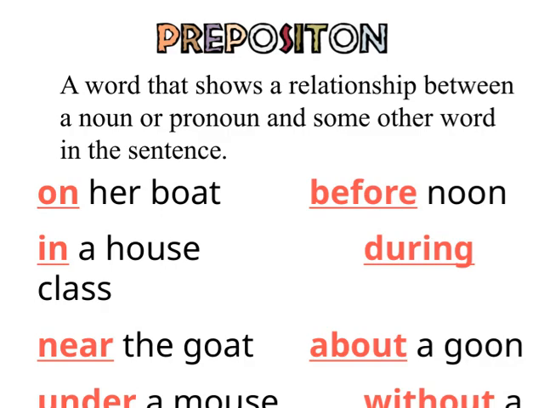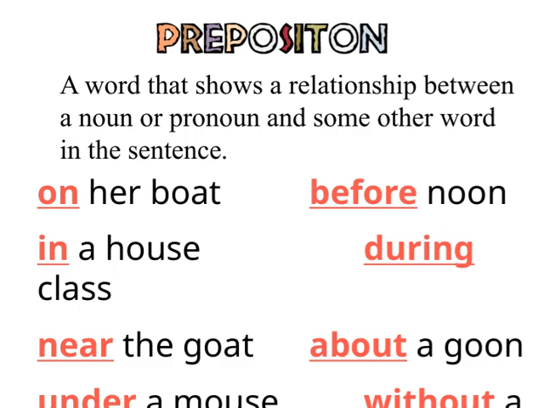Let's take a closer look at some example phrases that help us understand how words relate to each other in a sentence. For instance, "on her boat" shows a relationship of location, where something is happening. Similarly, "before noon" indicates a specific time, giving us context for when an event occurs. Moving on, "in a house" again points to a place, helping specify where an action takes place. "During class" sets the time frame for an activity, connecting the action to a particular period. Then, "near the goat" shows proximity, describing how close something is to another object.